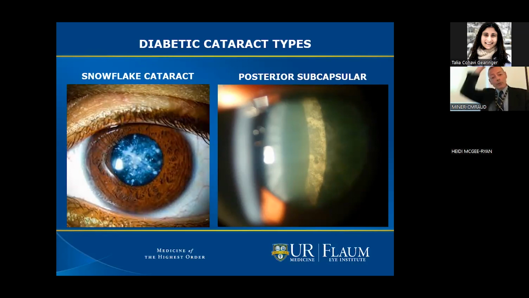In diabetics, we tend to see the snowflake type cataract, and you can see where that gets its name. It's pretty obvious, but very spotty. And this can create a lot of light scatter.